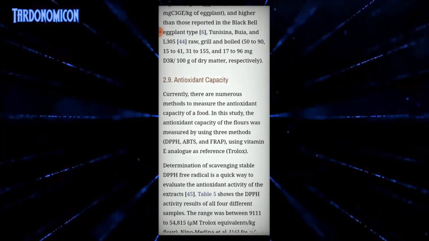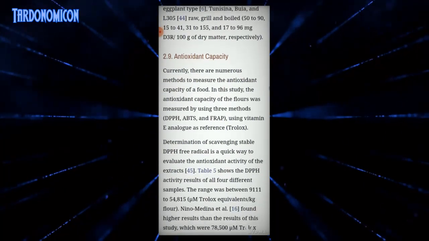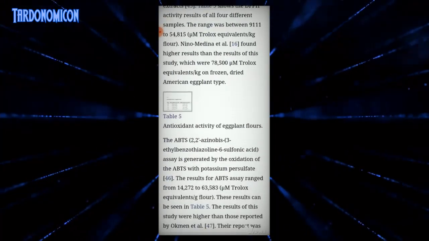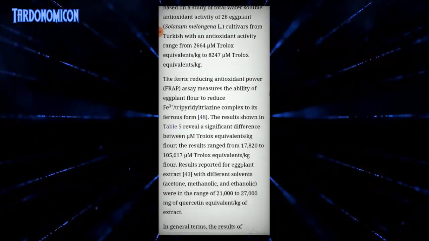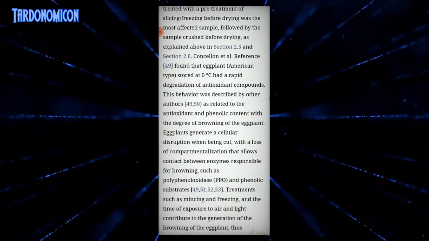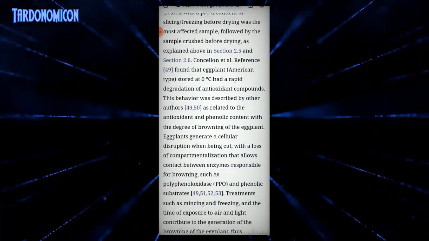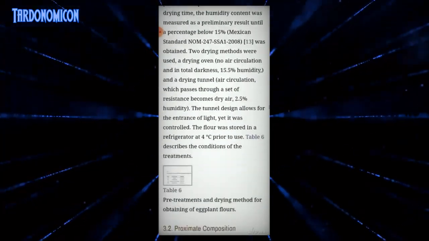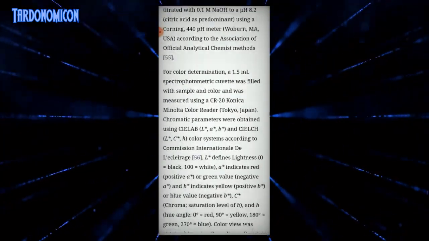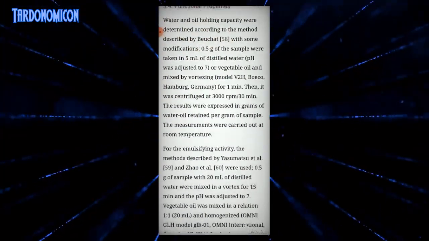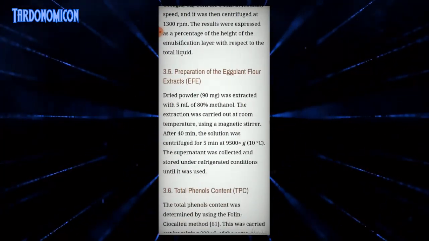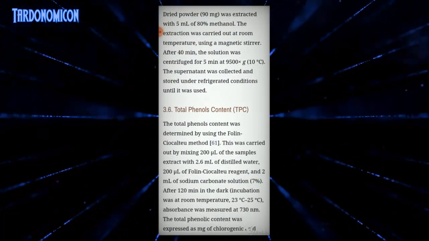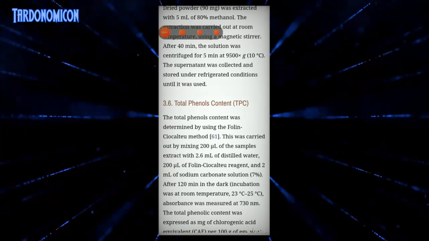Antioxidant capacity. Currently, there are numerous methods to measure antioxidant capacity. Using vitamin E, antioxidant activity of eggplant flours was measured. The degree of flour preparation. You can read this on your own if you'd like. I'm going to move on with this video, but you can, of course, read this on your own if you'd like. This is, again, going into the total phenol properties or phenol composition.